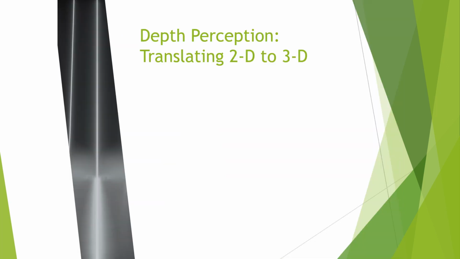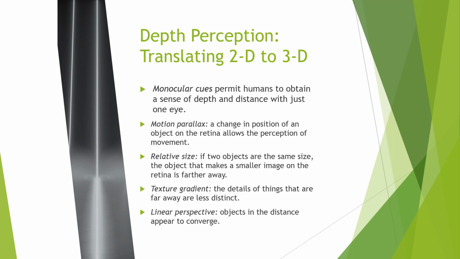Now, further talking about this, translating 2-dimensional objects into 3-dimensional objects. We have monocular cues. These permit humans to obtain a sense of depth and distance with just 1 eye, right? Binocular meaning 2, or monocular meaning 1, excuse me. We just talked about binocular meaning 2 different eyes. The monocular cue, mono meaning 1, permits us to obtain a sense of depth and distance whenever we use just 1 eye.